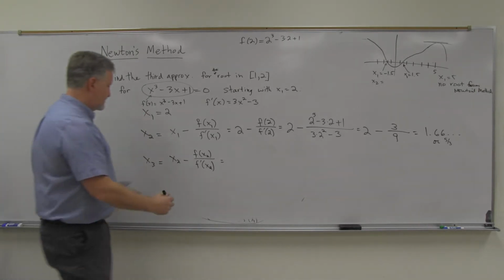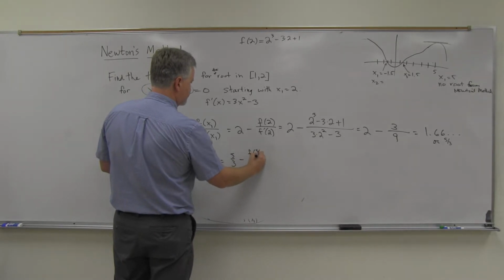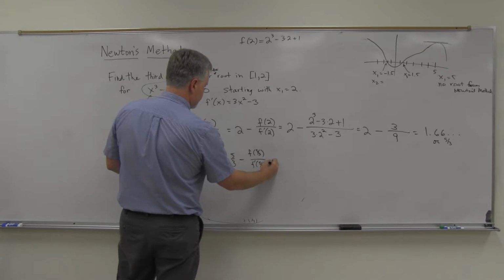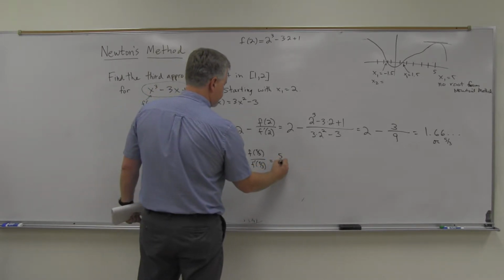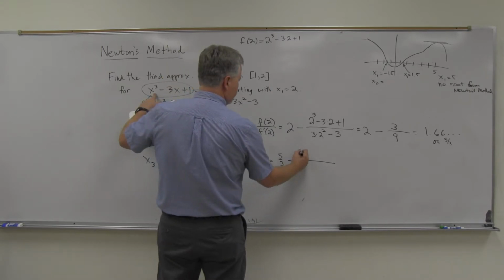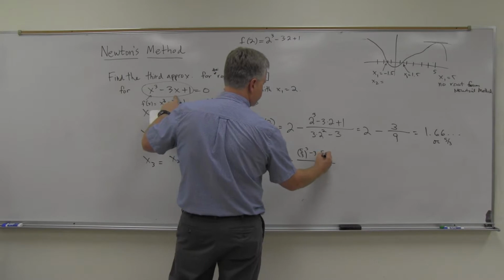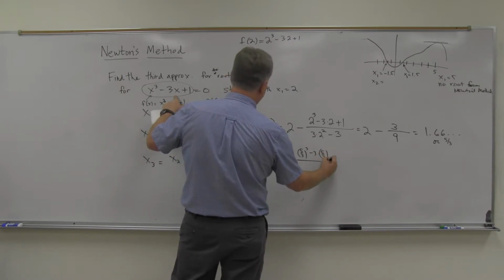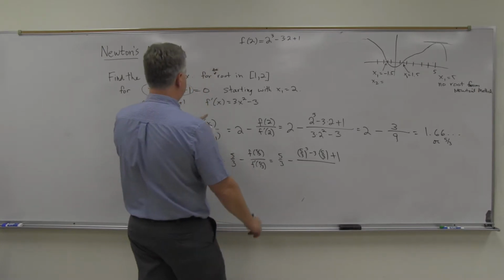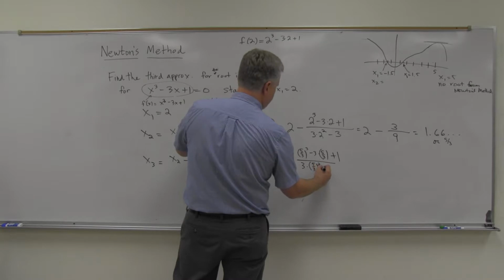Well, x2, like I said, is 5/3, so it'd be 5/3 minus f of 5/3 divided by f prime of 5/3. Which that'll be 5/3 minus f of 5/3, so that would be 5/3 cubed minus 3 times 5/3 plus 1, divided by f prime of 5/3, so that would be 3 times 5/3 squared minus 3.